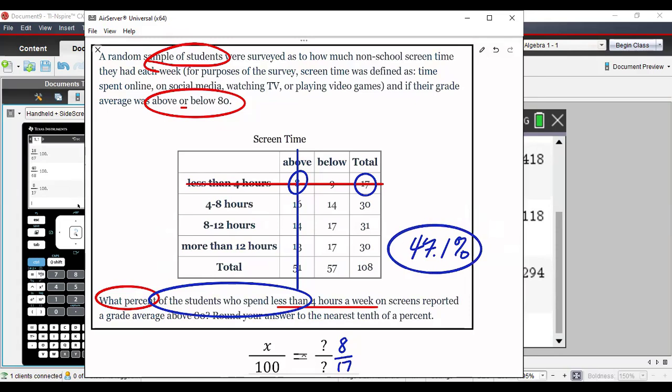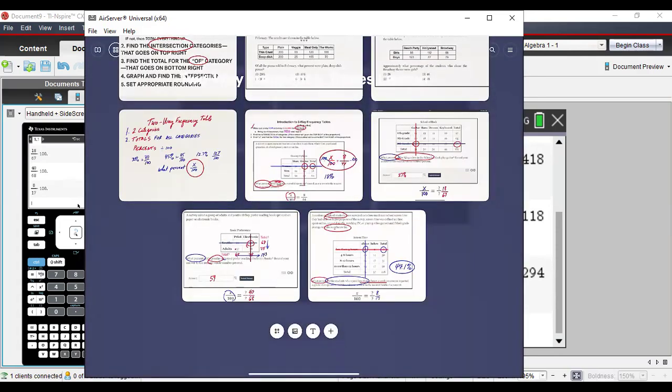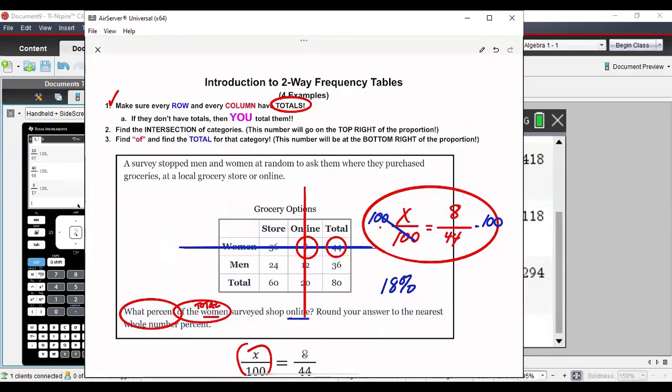Now, let me go and recap this. Remember, every category has to have totals. Basically, every row, every column has to have totals. If they aren't there, you need to put them there. Other thing, you're going to find the intersection of the totals. Whatever the intersection is, that's going to go top right.